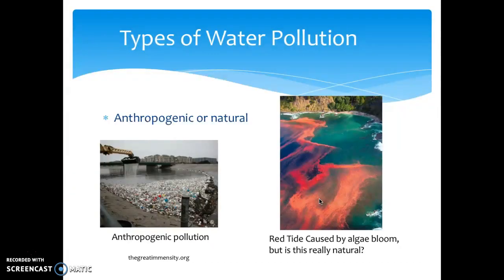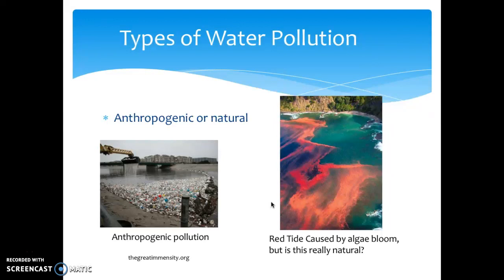Okay, so now we're going to get into categorizing water pollution specifically. So if we look, there's anthropogenic. So the term anthropogenic should be familiar to you for meaning that it's caused by people, or there's natural. So we have one image that is very, very clearly anthropogenic, so it's human caused, it's just trash piled up in the water along the shore.